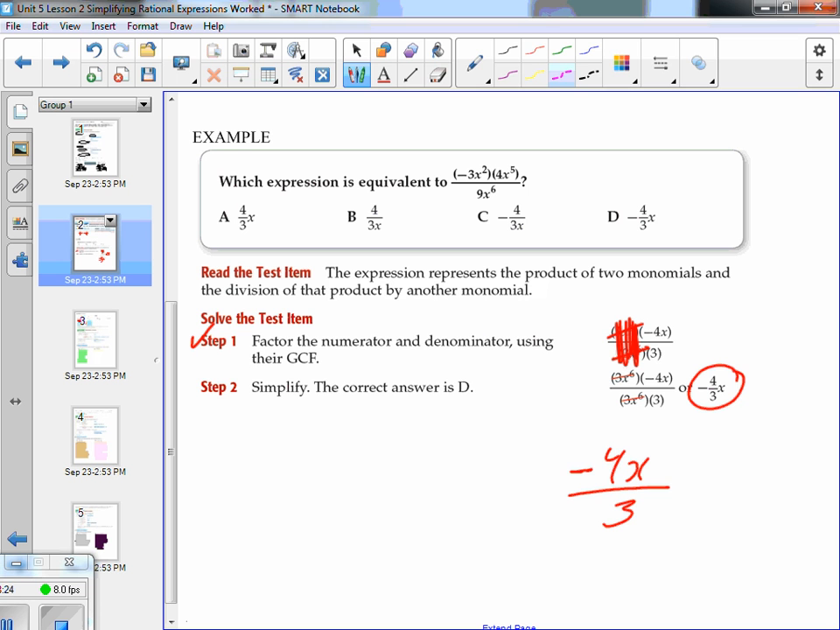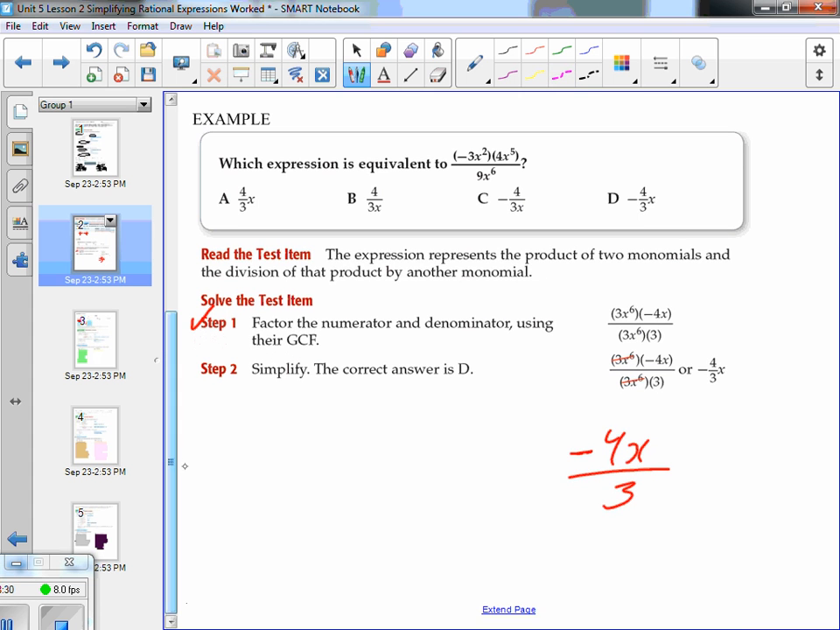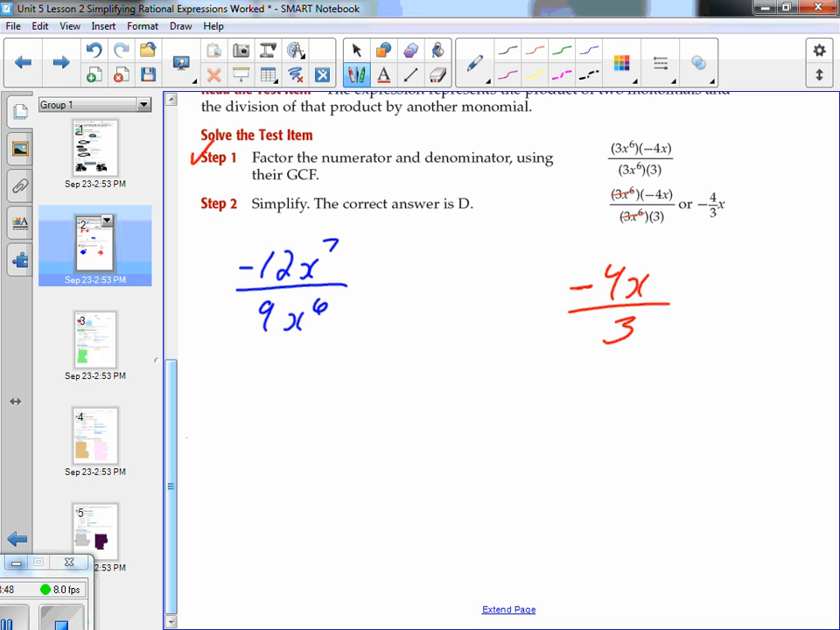All right. That's probably the way I would have approached this problem. If I was working this by myself and not trying to follow somebody else's example, the numerator, I would multiply the negative 3 times the 4 and call that a negative 12. And I would then go x to the 2nd times x to the 5th and make that x to the 7th over 9x to the 6th. And then I'd do it this way, okay?